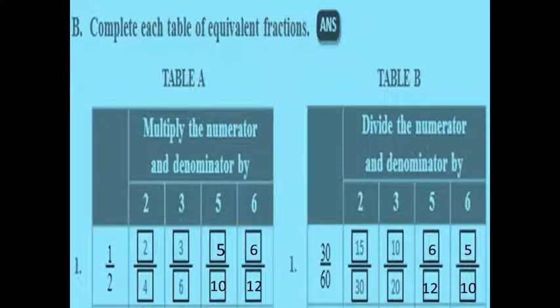Look at the next table. You should divide the numerator and the denominator by 2, 3, 5 and 6 for the fraction 30 by 60. So when you divide 30 by 60 with 2, you get the fraction as 15 by 30, and when you divide 30 by 60 by 3, you get the fraction as 10 by 20, and when you divide by 5 you get 6 by 12, and when you divide by 6 you get 5 by 10.